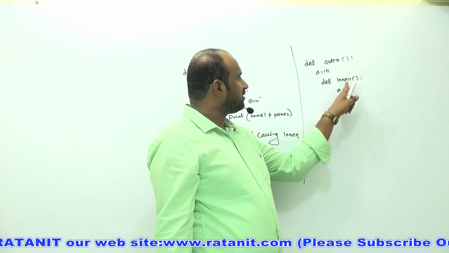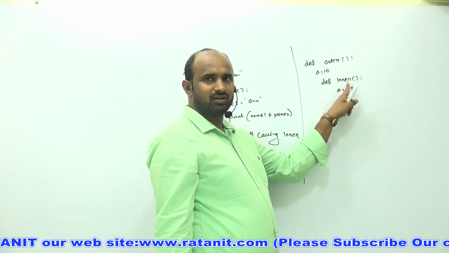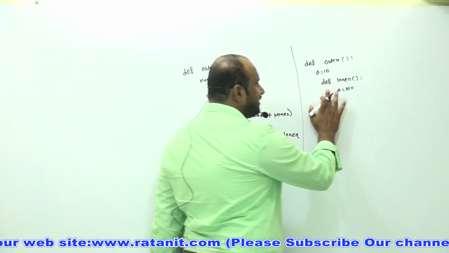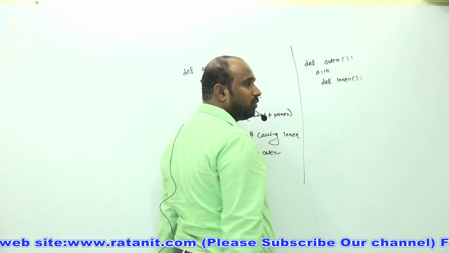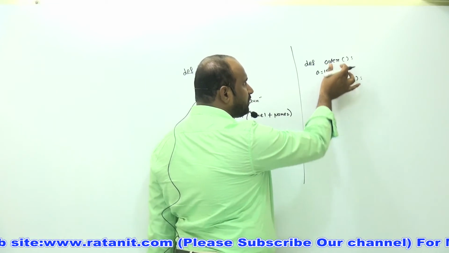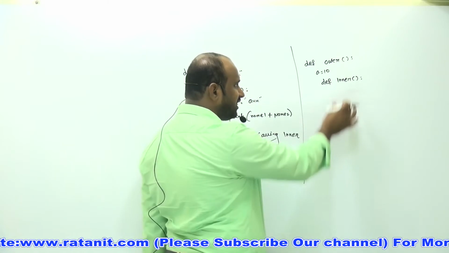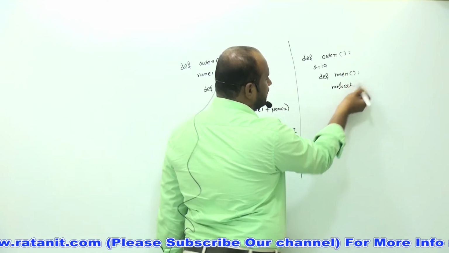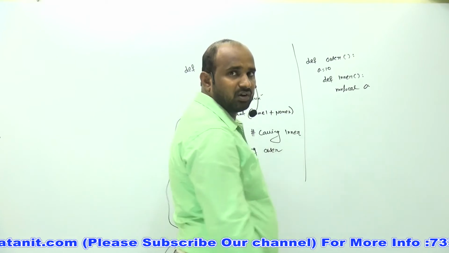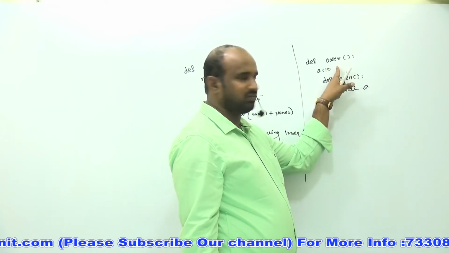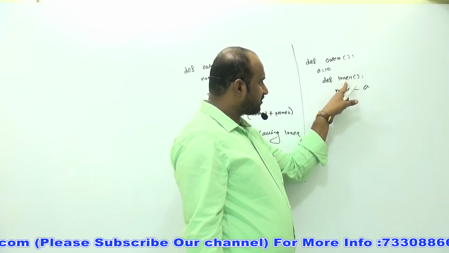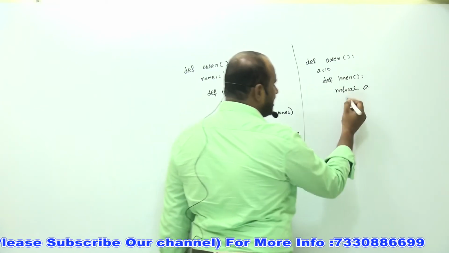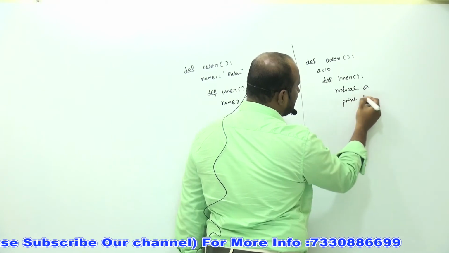Then what happened here? This a will become local to the inner. This a will become local to the outer. But what is my requirement here? Inside the inner function I want to represent the outer function variable. To represent the outer function variable inside the inner function, we have to go for the nonlocal keyword, nonlocal a. Nonlocal a means what? This is which variable here? The outer function variable. Inside the inner function, to represent the outer function variable, we have to use which keyword here? The nonlocal keyword.